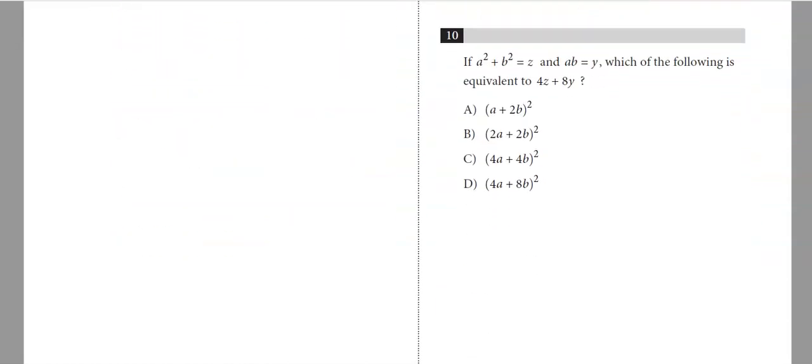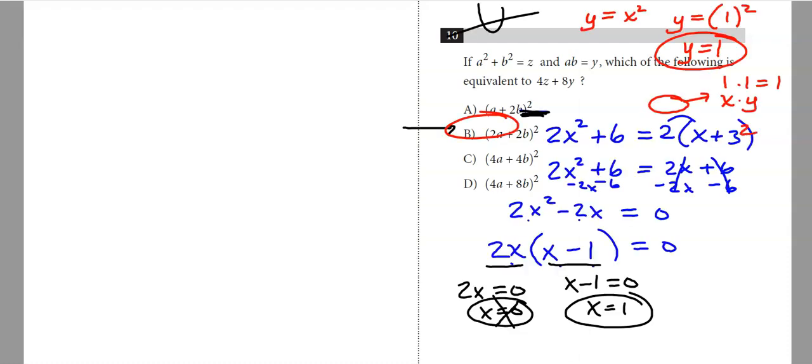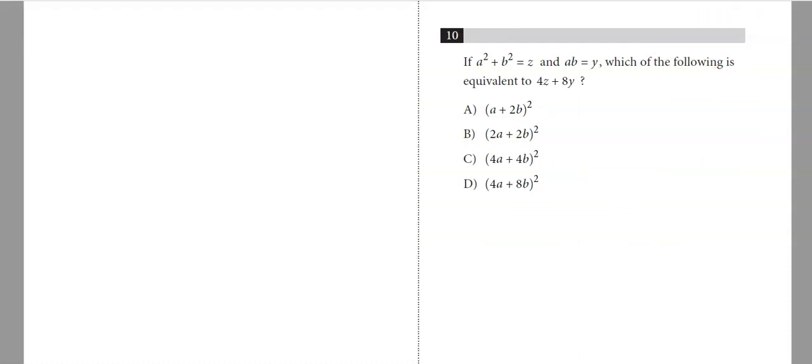Number 10, so what do we have here? Looks like we have a couple equations that we need to manipulate. So I kind of put this in the category called manipulating equations because we're not solving anything. We're just repackaging stuff. a squared plus b squared equals z, and ab equals y. Which of the following is equivalent to? So I think if you're telling me what z equals, I should be able to plug it in right here. I should be able to substitute.